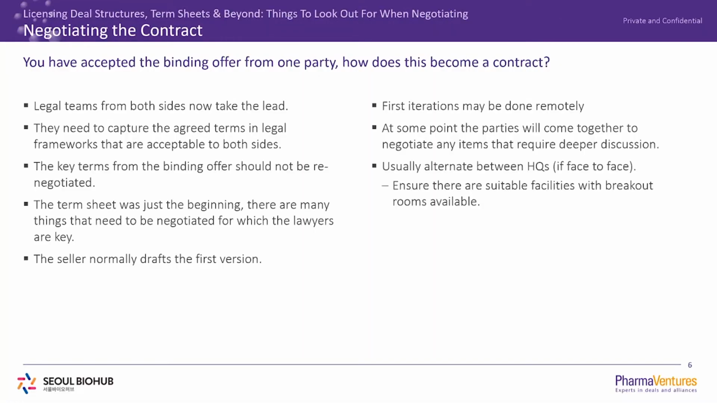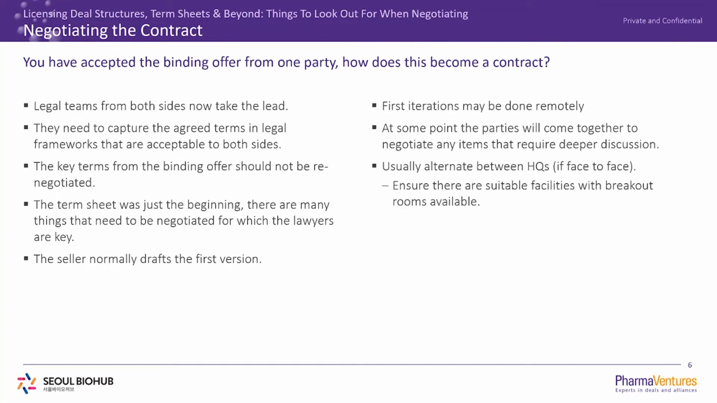So when you've accepted that offer, it's time to turn the 2-3 page term sheet into maybe 80, 90, 200, 300 page contract. And that's when the lawyers and the legal teams really get involved, and they start to take the lead. Now, their role is to construct a legal contract which will allow both sides to work together in the future, develop the asset beyond where it is now, and hopefully ultimately take it to market and be a success.